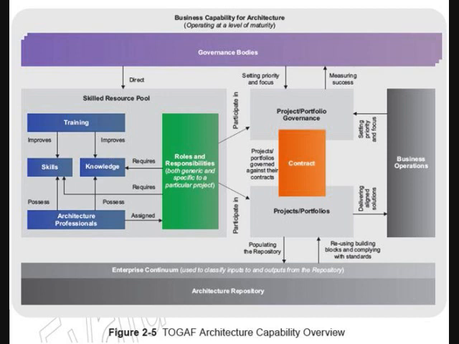The enterprise architecture practice should establish capabilities in the following areas: financial management, performance management, service management, risk management, resource management, communications and stakeholder management, quality management, supplier management, configuration management, and environment management.